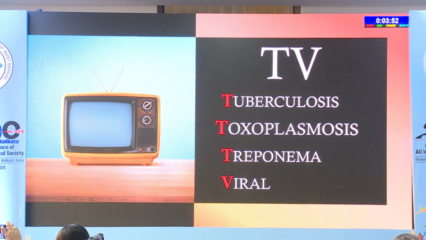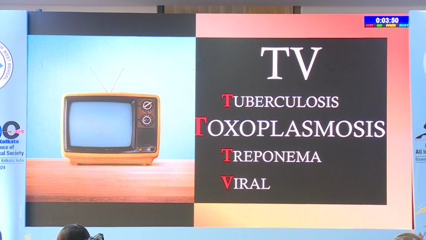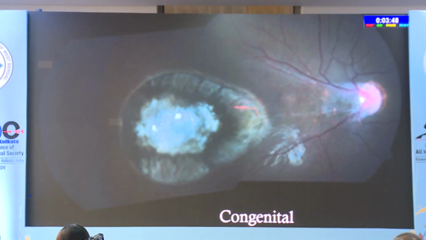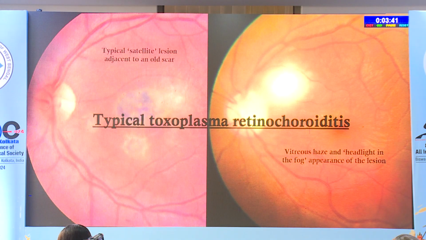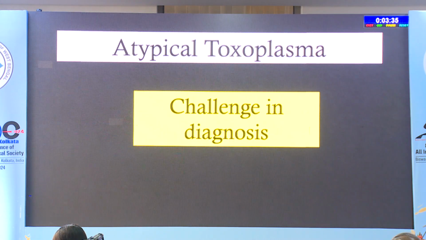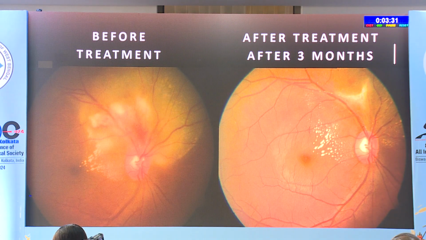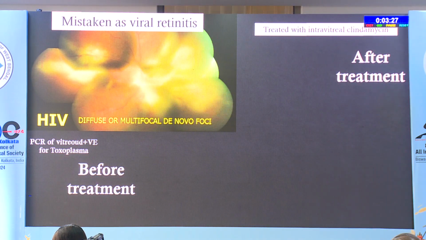Next comes toxoplasmosis, which was earlier the most common posterior uveitis. It is caused by Toxoplasma, and this is congenital toxoplasmosis, where nothing much can be done. Active toxoplasmic retinochoroiditis has a typical satellite lesion or headlight-in-the-fog appearance. Atypical toxoplasmosis can be challenging to diagnose, particularly when it presents with exudative detachment, or in an HIV-positive patient with diffuse multifocal de novo foci.